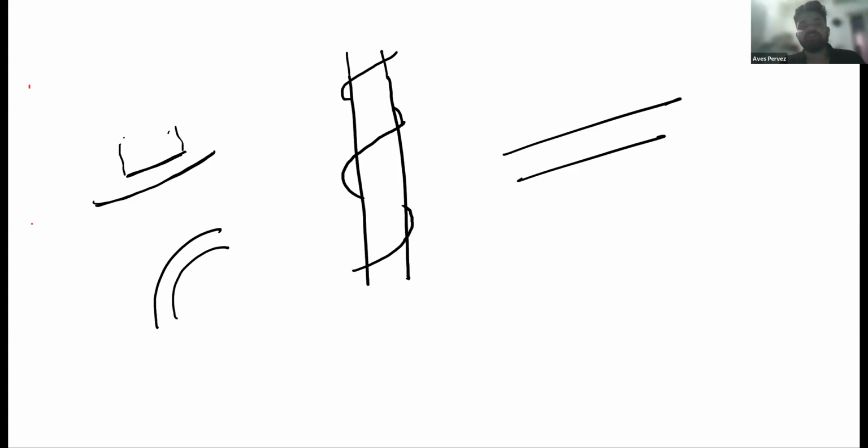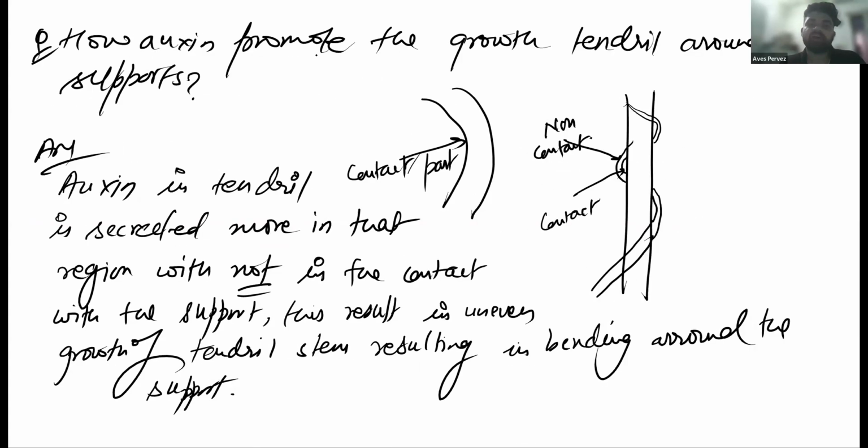So the question here is how does auxin promote the growth of tendrils around the support? Auxin in tendrils is secreted more in the region which is not in contact with the support. This results in uneven growth of the tendril, meaning unequal growth, and bending around the support. You understood? Please note it down.